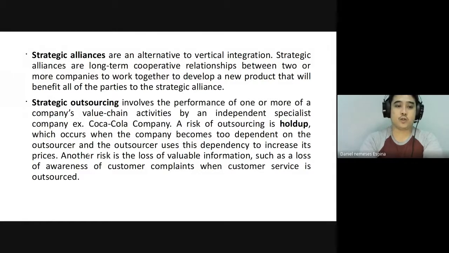Another strategy is what we call strategic outsourcing. So it involves the performance of one or more of a company's value chain activities by an independent specialist company. So, nahitabuan ni tanan involved sa value chain sa independent contractors nila ginahatag. Okay? Like for example, si Coca-Cola.